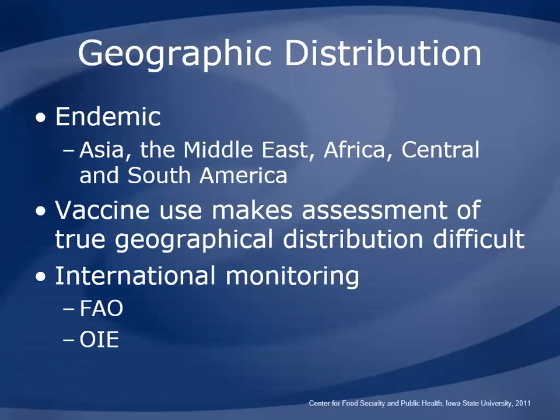Talking about the epidemiology of this disease, it is endemic in Asia, the Middle East, Africa, Central and South America. Definitely, vaccine use makes assessment of true geographical distribution difficult. So here are two international monitoring agencies regarding ND. One is FAO and the second one is OIE.